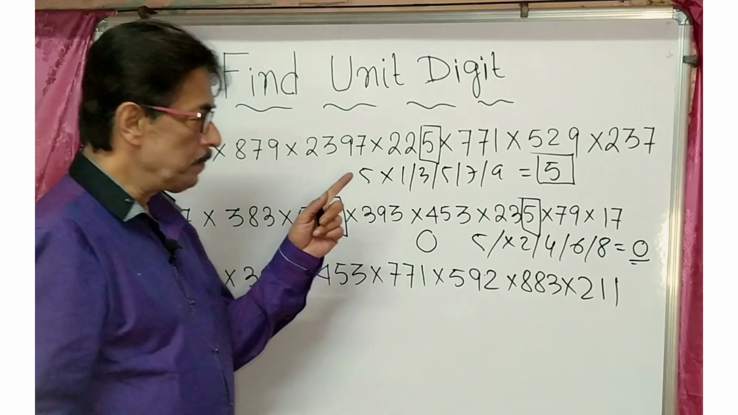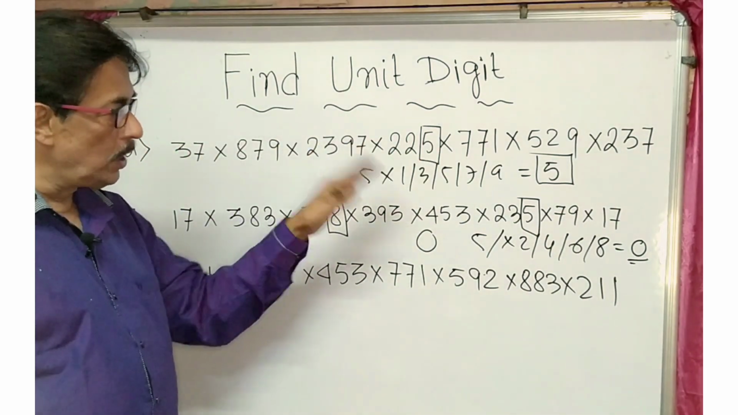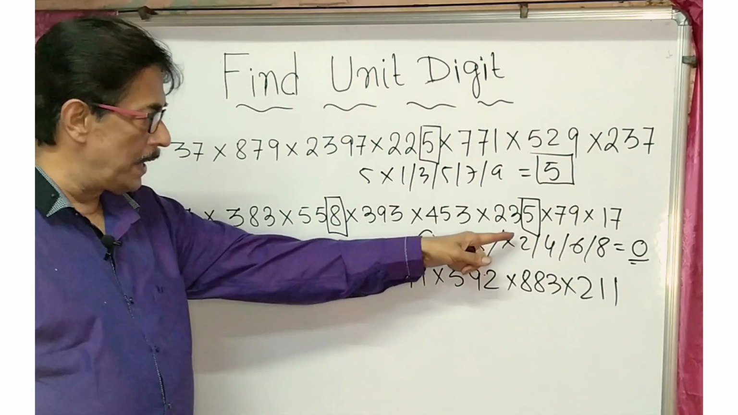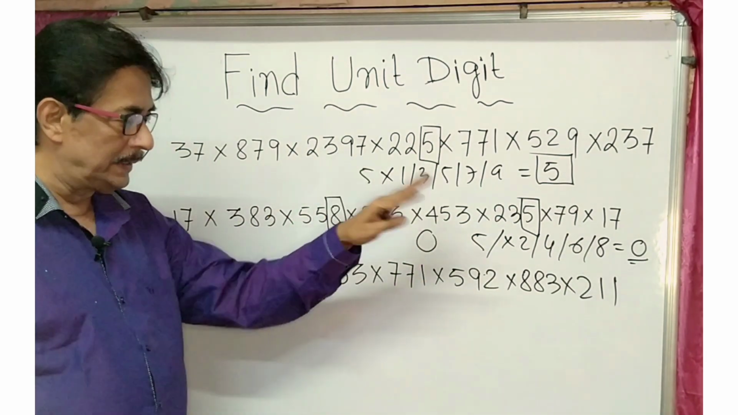So in case 1, right side 5, there is no even number. So 5 into odd number is 5. Right side 5 into any even number, any one even number is sufficient to make the right side 0.